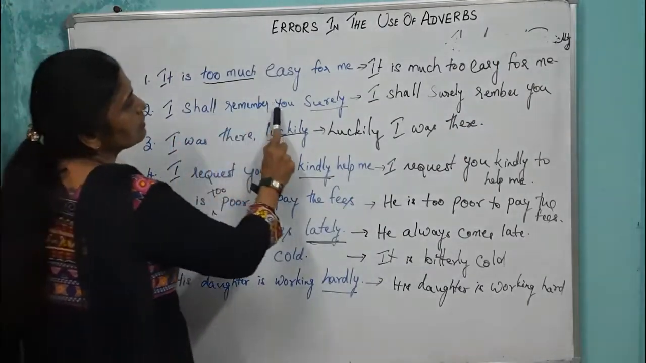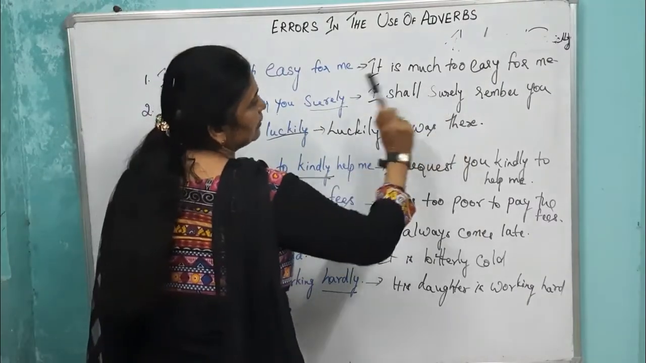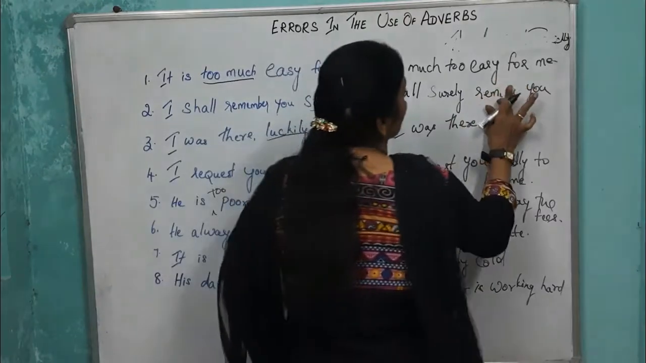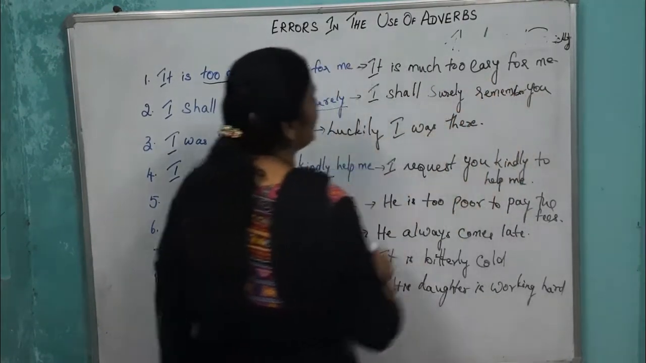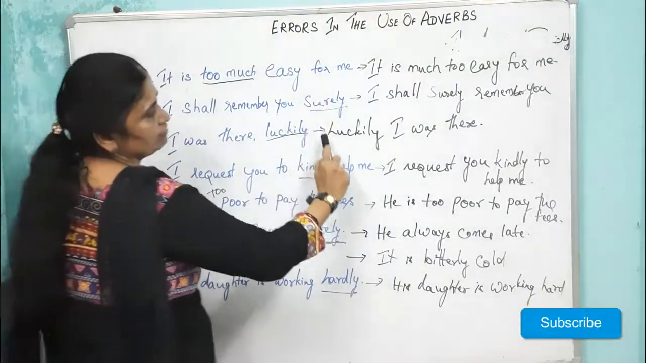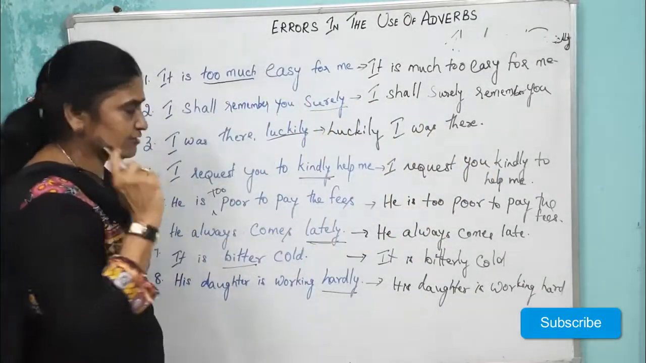Next, I shall remember you surely. You have to put the surely here. This is the adverb. I shall surely remember you. Next, I was there luckily. You have to put the adverb here. Luckily, I was there.